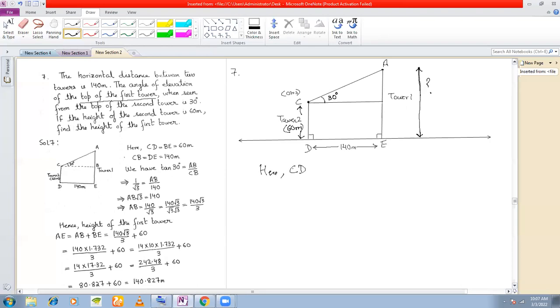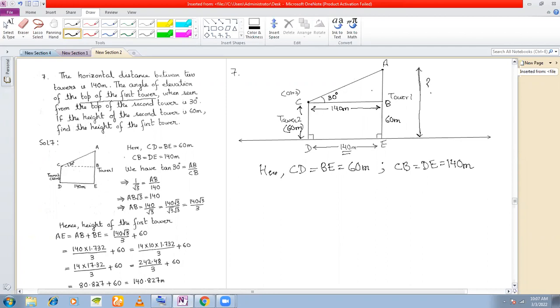first of all, we observe that CD, and if I call this point as B, then CD and BE, if this is 60 meters, this must also be 60 meters, right? So CD must be equal to BE, must be equal to 60 meters, right? What else can we say? If this distance is 140 meters, then this distance will also be 140 meters, right? So we write CB is equal to DE is equal to 140 meters. Okay, so these two we have got.